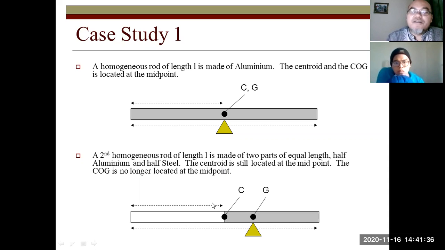However, the center of gravity will no longer be located at the middle point, because the right part, composed of steel, is heavier than the left part, composed of aluminum. That is why the center of gravity will shift towards the right. The middle is still the centroid, the center of the rectangular geometry, but the center of gravity will shift to the right.